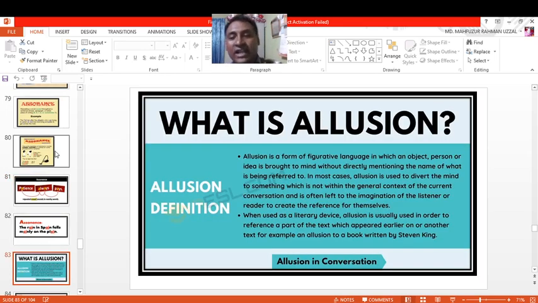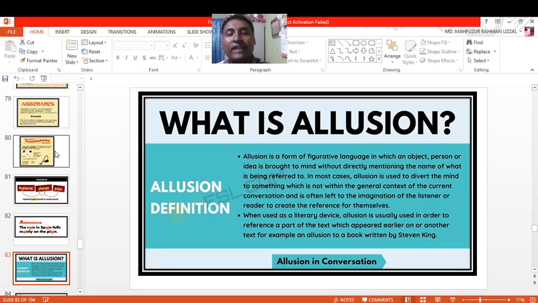Another literary device is allusion. An allusion is a form of figurative language in which an object, person, or idea is brought to mind without directly mentioning the name of what is being referred to. In most cases, allusion is used to divert the mind to something which is not within the general context of the current conversation and is often left to the imagination of the listener or reader to create the reference for themselves. When used as a literary device, allusion is usually used in order to reference a part of the text which appeared earlier on or another text.